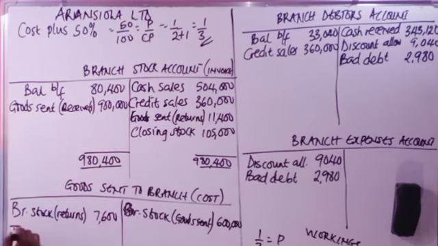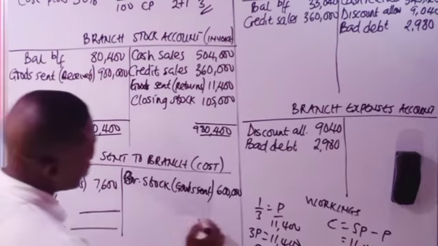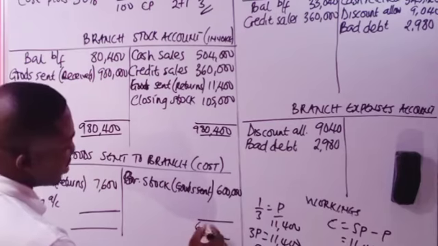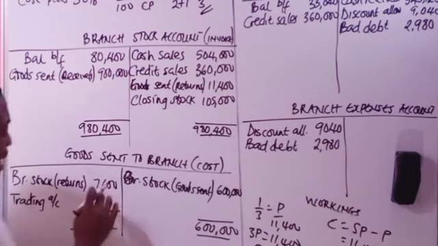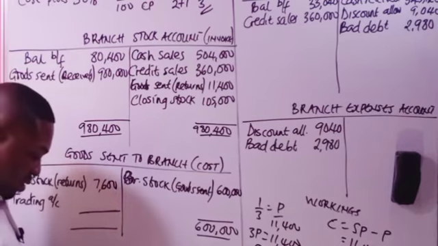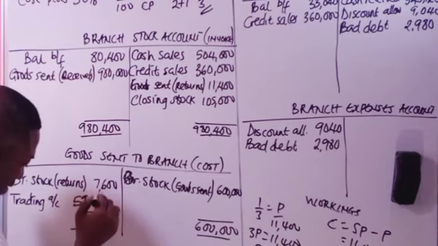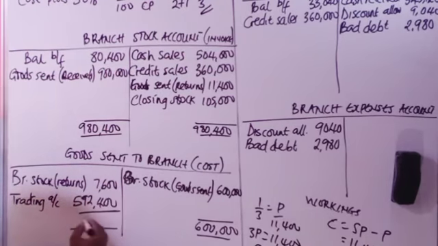So the goods sent to branch, now we'll close this account to the trading account. If we close to the trading account, it is 600,000 minus 7,600, which will give us 592,400. So what we'll add is 600,000.